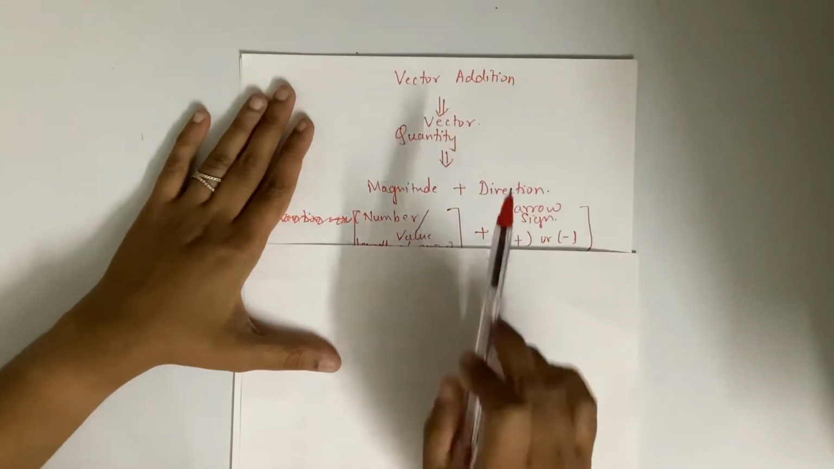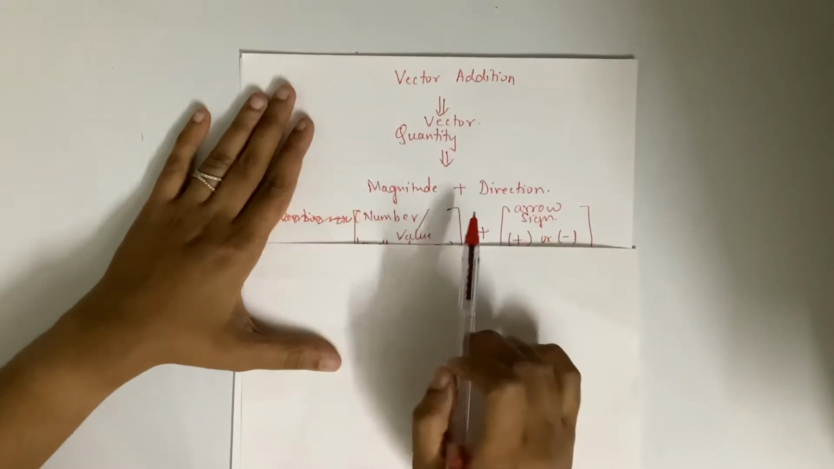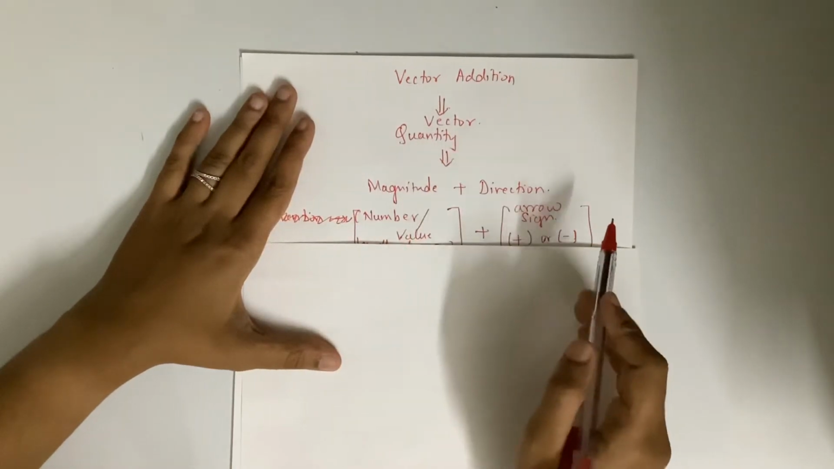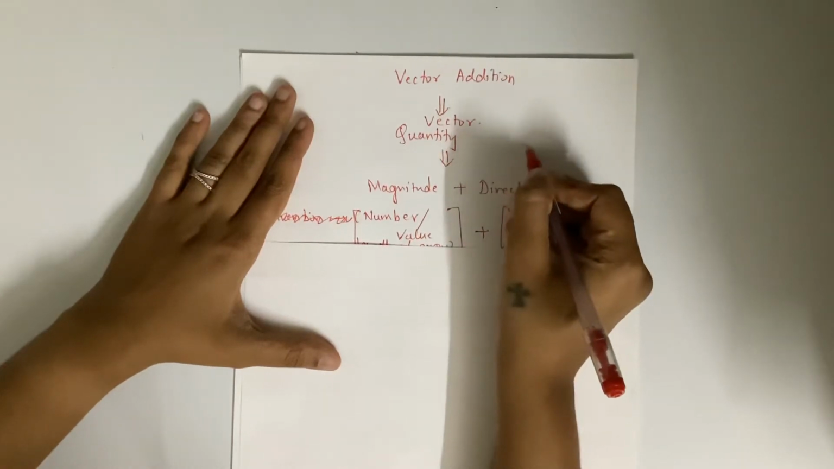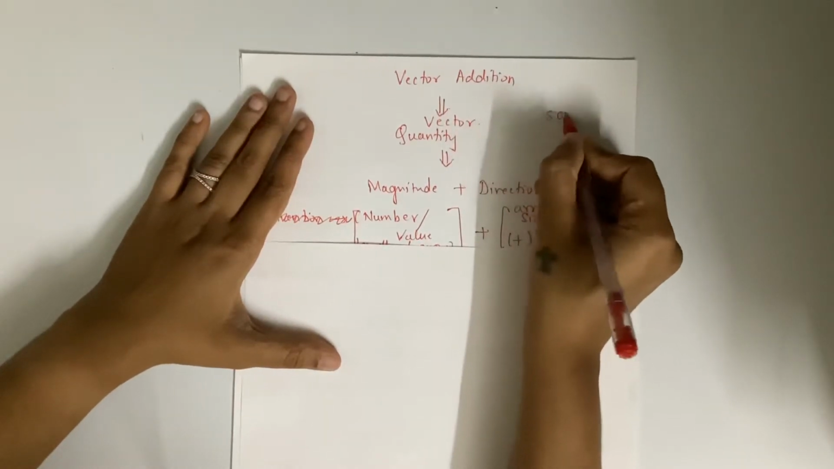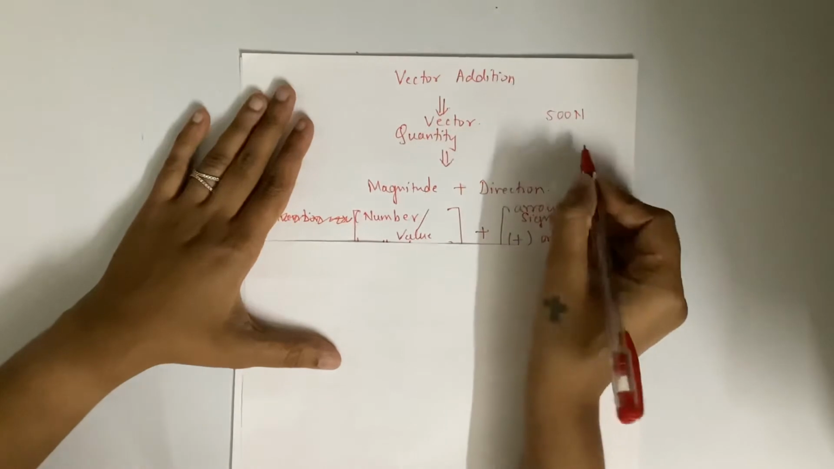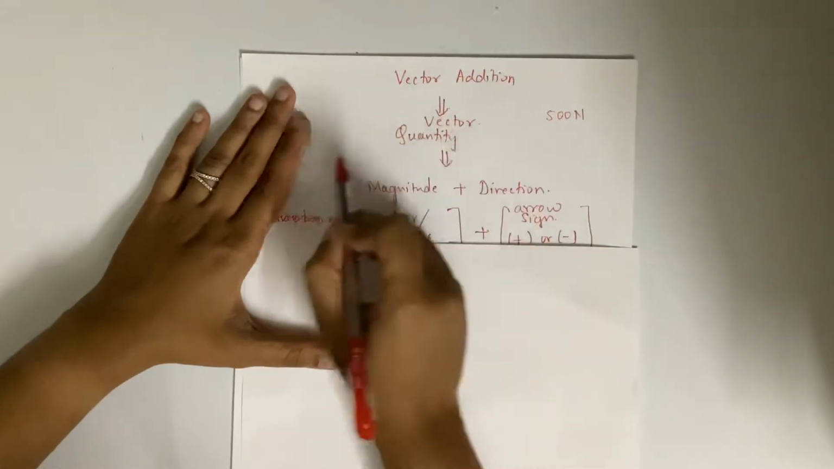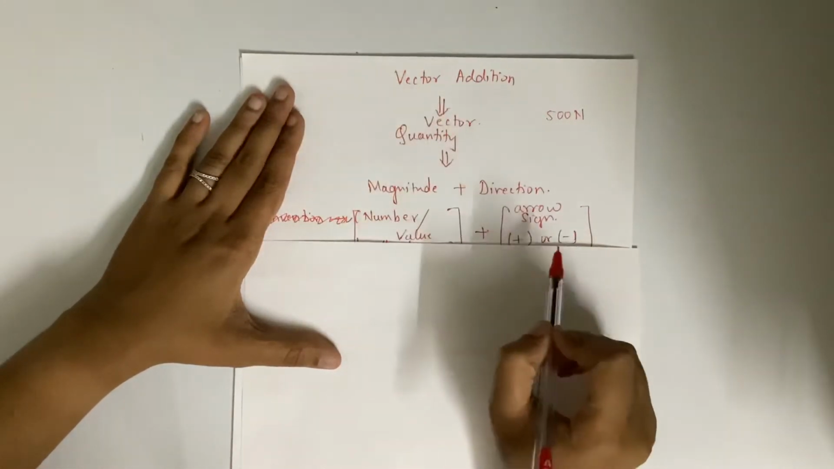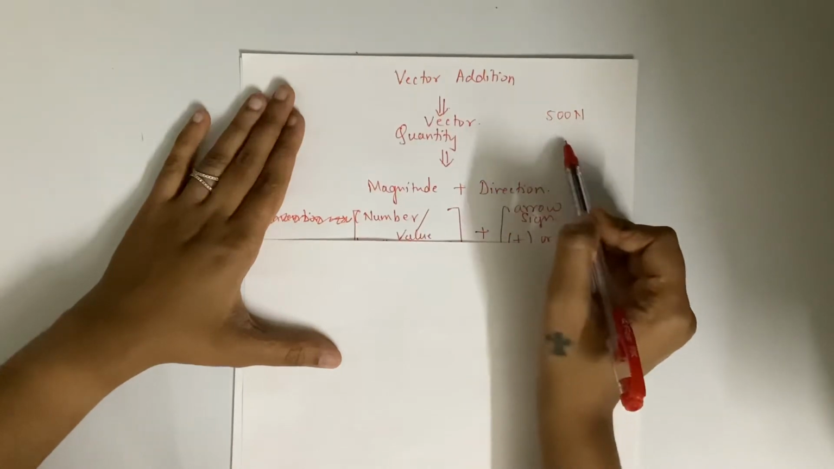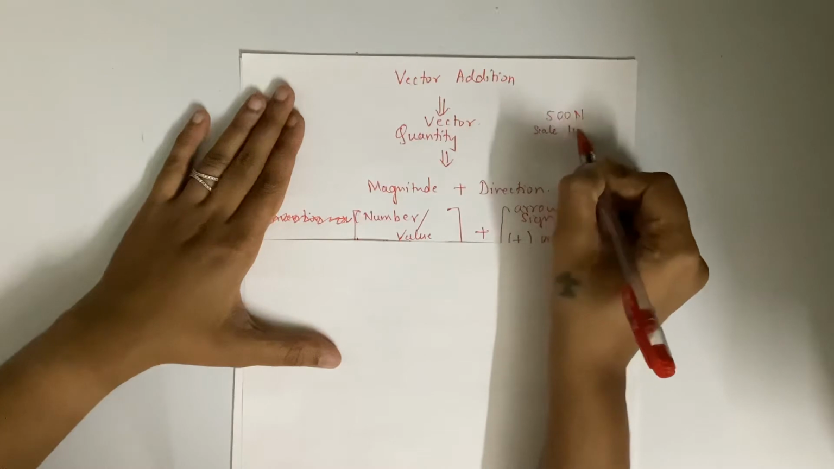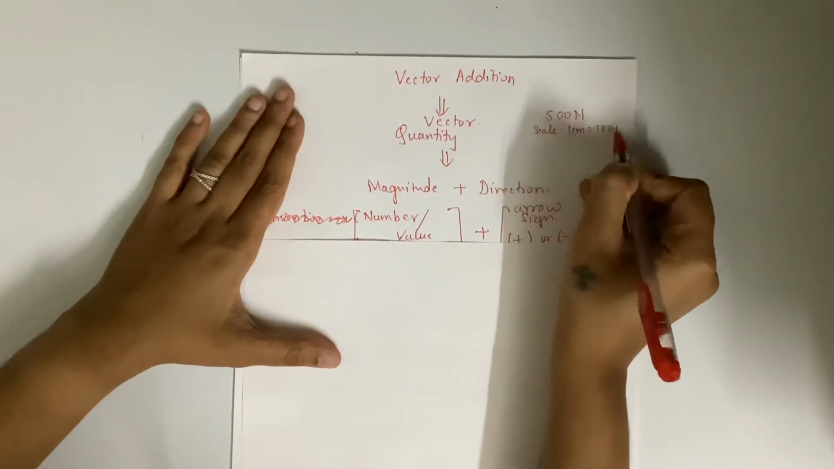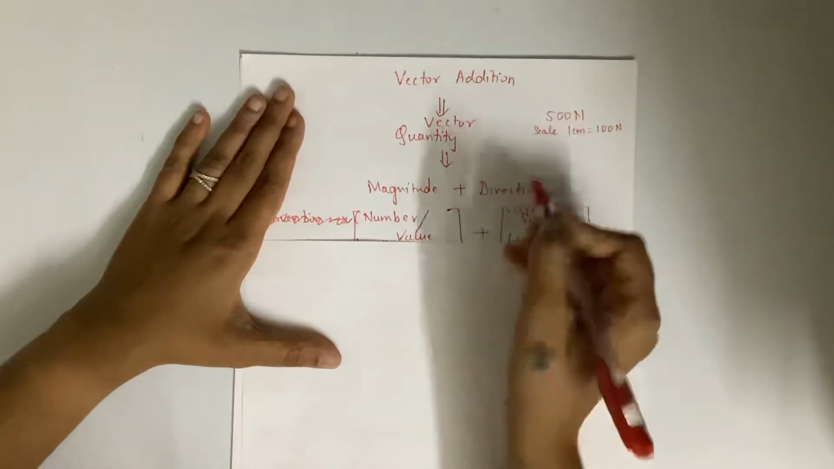Now you can show pictorially how a vector looks. The pictorial representation will be like this: if I have to show that there is a force of 500 Newton, then I cannot fit a 500 centimeter line on this paper. So I have to scale down this number. I can take the scale as 1 centimeter equals 100 Newton. Then 500 Newton will be 5 centimeter.